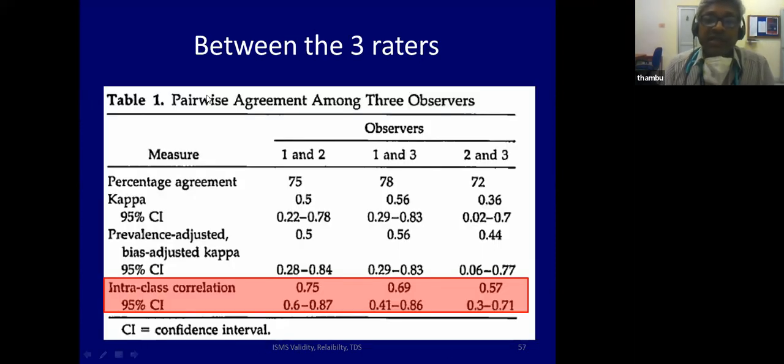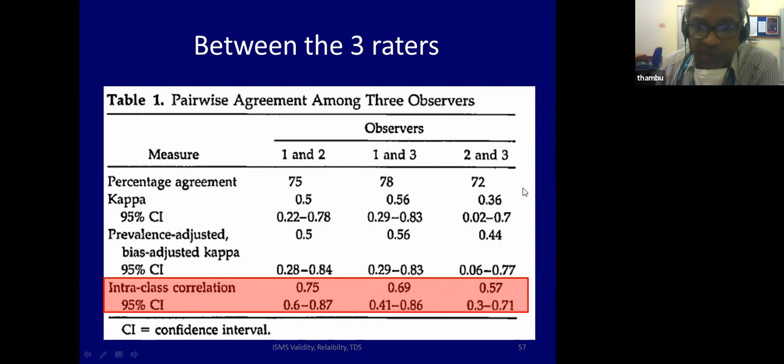So this is between the three raters: pairwise agreement among the three observers. Remember, there were three observers. The intra-class correlation coefficient, ICC, between observers 1 and 2 was 0.75, and you can always give a confidence interval. Between observers 1 and 3, it was 0.69, with a larger confidence interval. And between observers 2 and 3, it was 0.57, with a confidence interval.